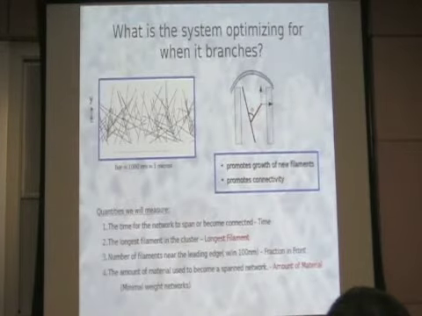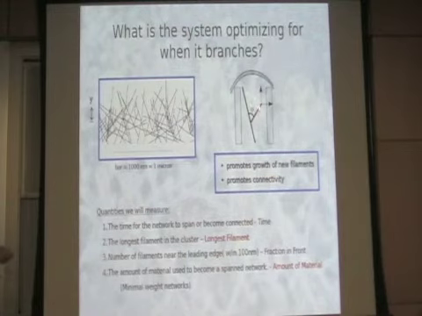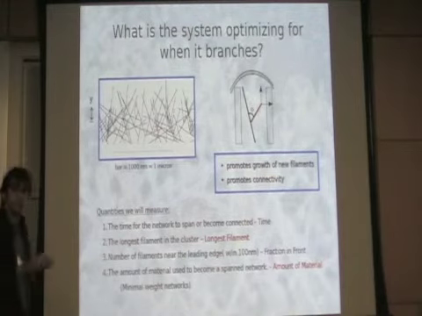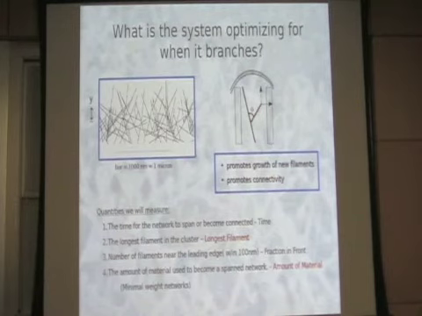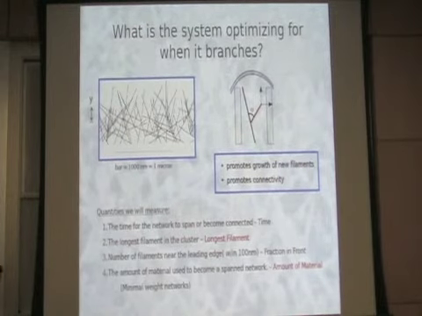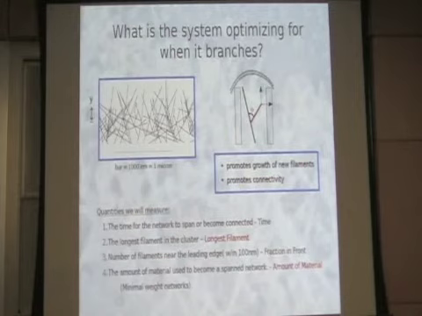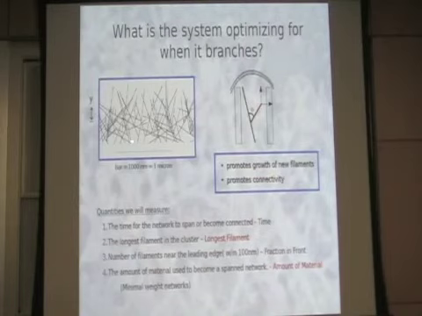So one question we're interested in is, what does branching do for the system? Two things that a branch can do is it can either grow forward in the direction of the membrane to keep up with the modal edge, or it can reach out to the existing network and connect up, which could provide some sort of elastic stability. And so we've come up with a model, and we modeled the actin network as a directed percolating network.